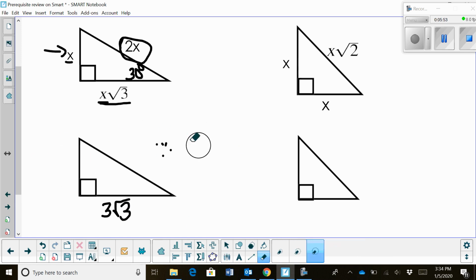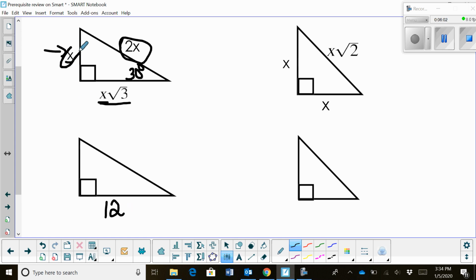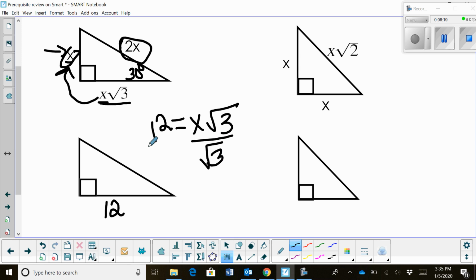And then the last method is what if you're given the longer leg? Let's say the long leg is 12, and you have to work back to the short leg, because you're always going to go back to the short leg. Whichever one you're given first, you need to know the short leg. So 12 is equal to the long leg, which is written as x root 3. If we divide both sides by root 3, we just have to use a little bit of rationalizing. So that ends up being 12 over the square root of 3.